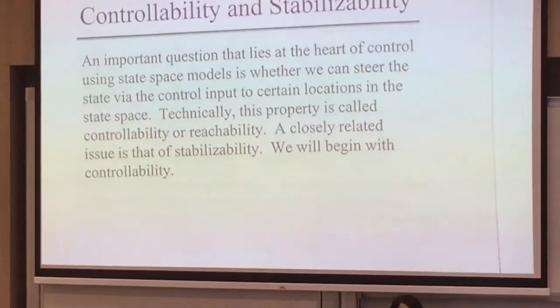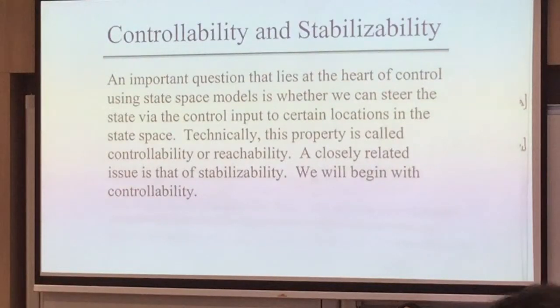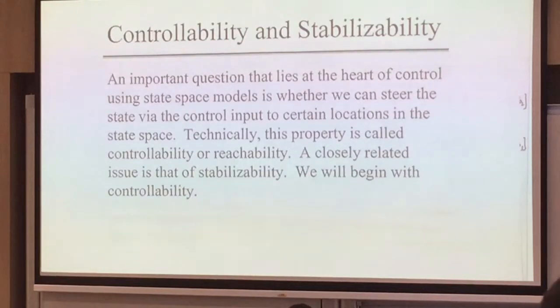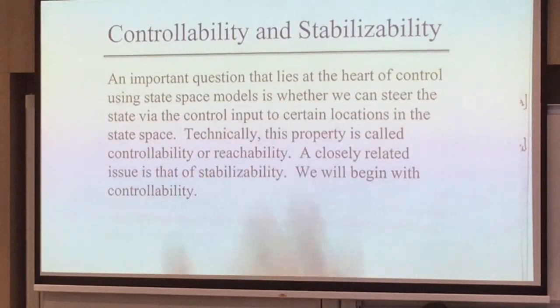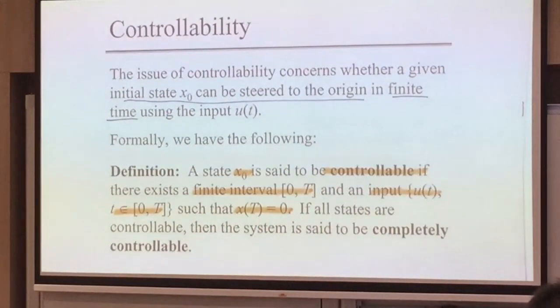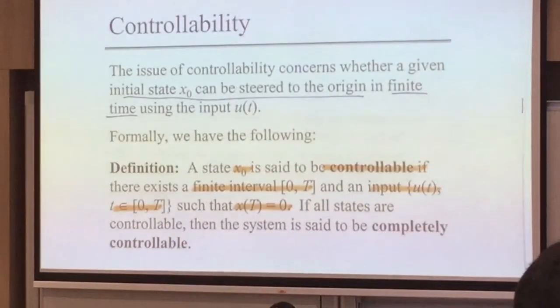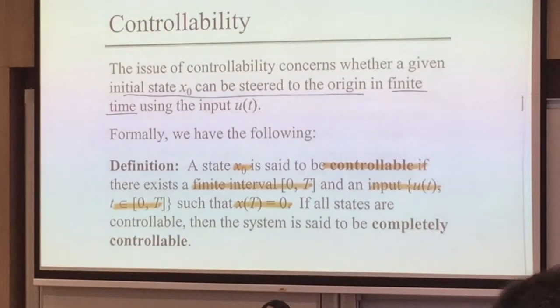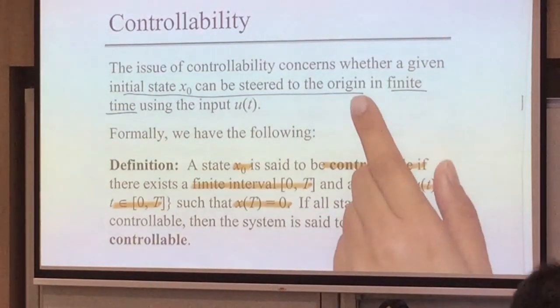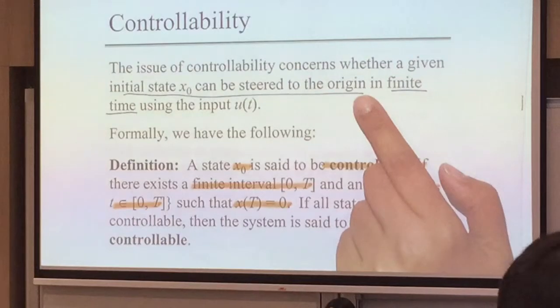There are two terms that we use in control systems: controllability and stabilizability. What we want to do is understand whether we can steer the state via a control input to certain locations in this space. You don't have to memorize this. What you should memorize is this: controllability is whether a given initial state of the system x0 can be steered to the origin in finite time using an input u(t). Why origin? Because there's no reference in it.